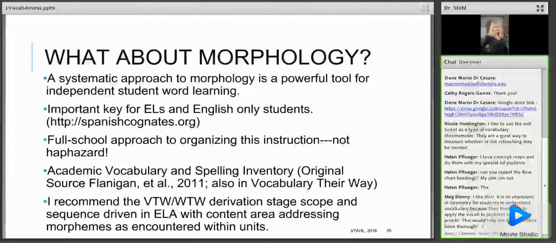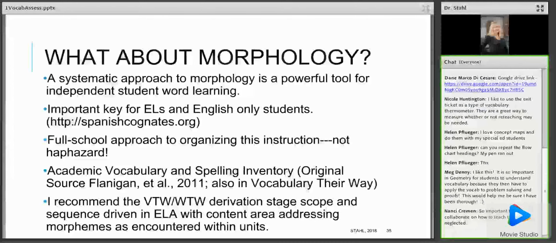I think there are some great suggestions in academic vocabulary and spelling inventory. Doing the academic vocabulary test and the spelling inventory are great ways to assess where our kids are. I also like the Words Their Way derivation stage scope and sequence. They actually have a scope and sequence for morphemes. So I think it would be a great idea as a school to say, okay, in 6th grade, fall semester, we're going to cover this set of morphemes, and spring semester, we're going to cover this set. 7th grade, you're going to cover these bases and these base words, these morphemes, these derivatives. 8th grade, these. That way, as a school, we know where those are being covered.